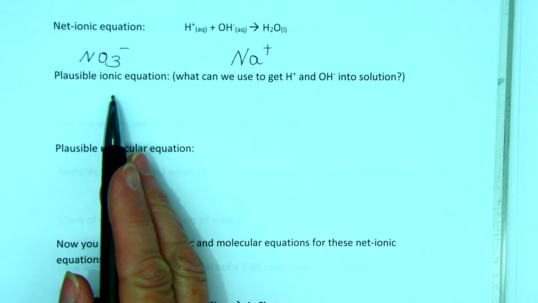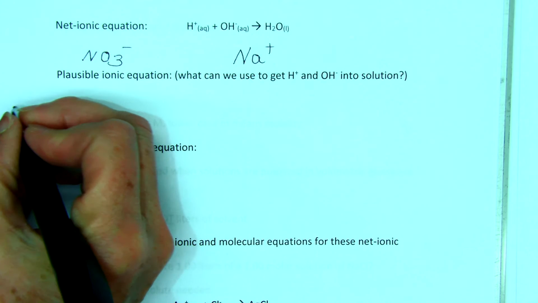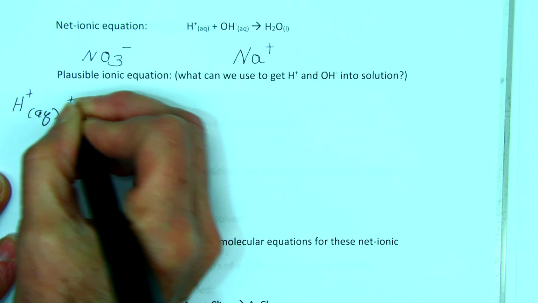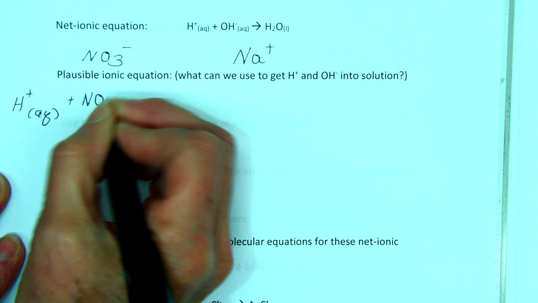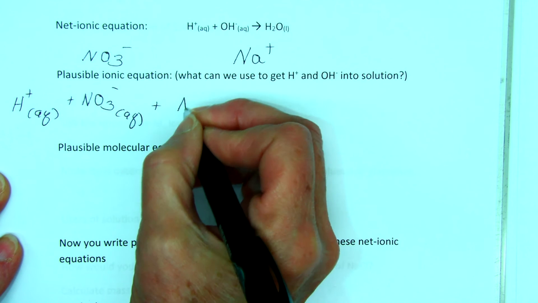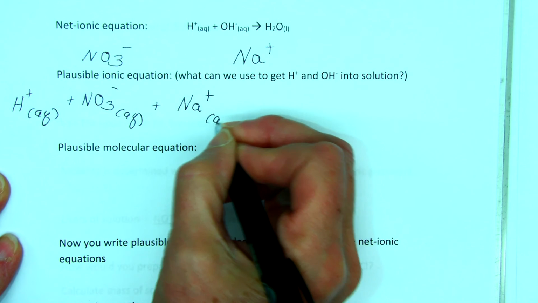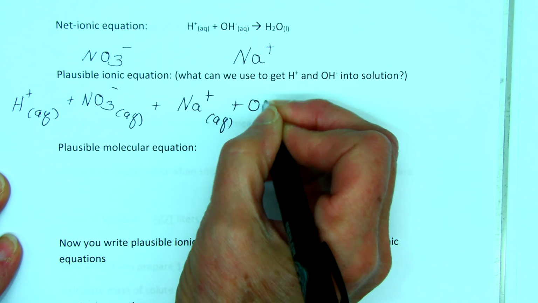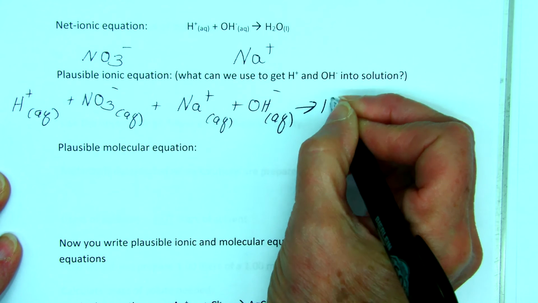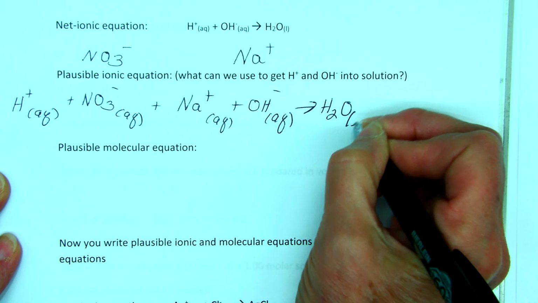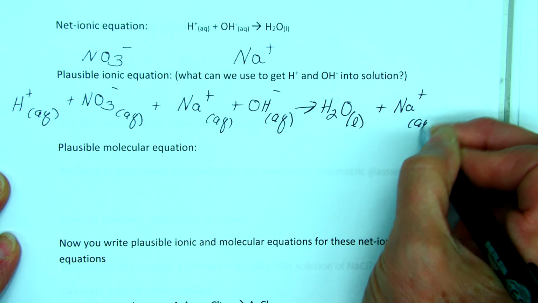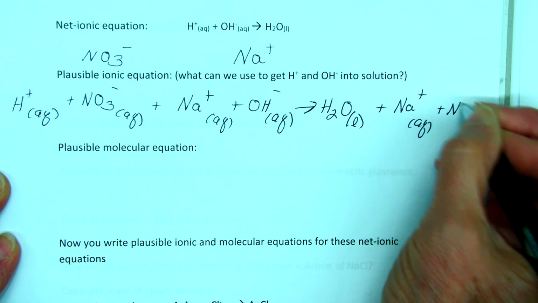Plausible ionic equation. Well, if I have hydrogen ions in there and it's a +1 charge, I just need one nitrate. So I'll write that in. Then I need one sodium to get the hydroxide in there. And I make water liquid. I still have these other ions in there. I have a sodium ion hanging out in there, and I have a nitrate ion.